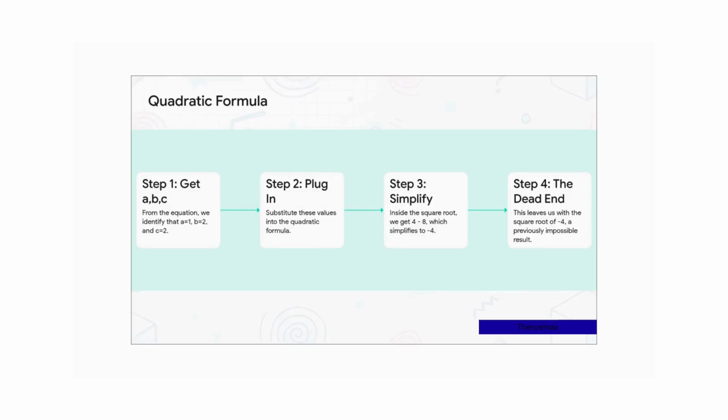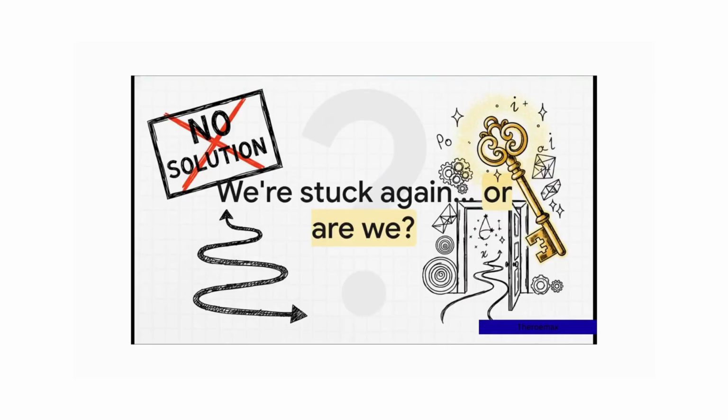So let's pull out the good old quadratic formula. We grab our a, b, and c, plug them in. We start simplifying what's under that square root sign. You get 4 minus 8, which leaves us with the square root of -4. And we're stuck. We're right back at that same old dead end. And this is it. This is the moment of truth. Before, this is where you just write no solution and move on with your life. But now we have our key.